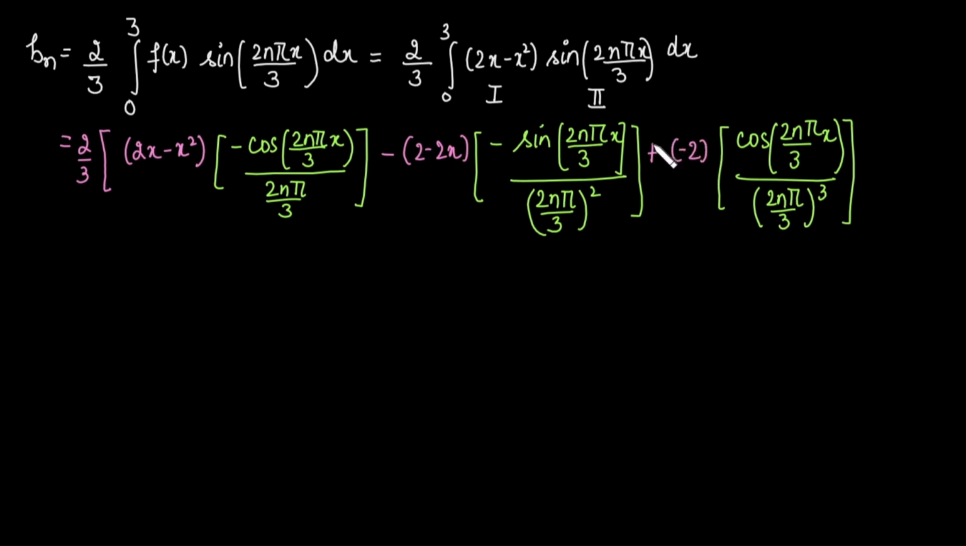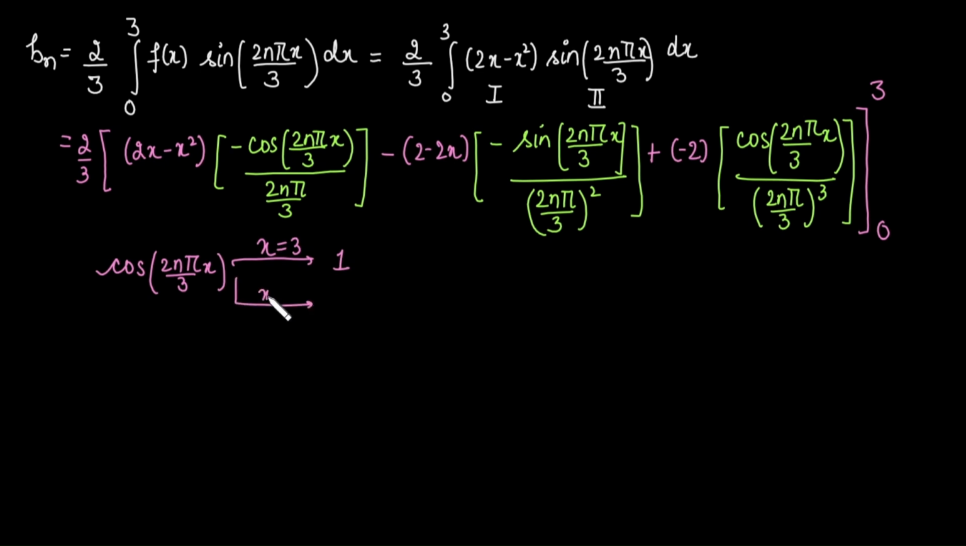Next term is a derivative of this term. Derivative of this term is 0. Therefore, we are not taking the next term. Now limits are from 0 to 3. Again, observe the behavior. We are getting a same angle, and previously we have learned that cos of 2nπ by 3 into x, when x is equal to 3, we are getting a value as a 1.